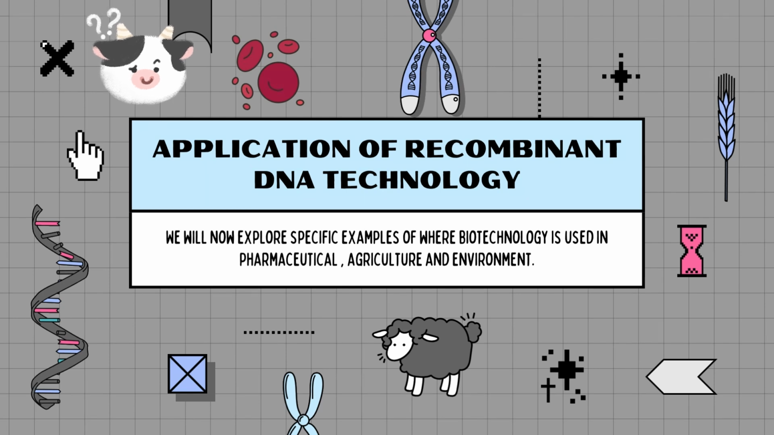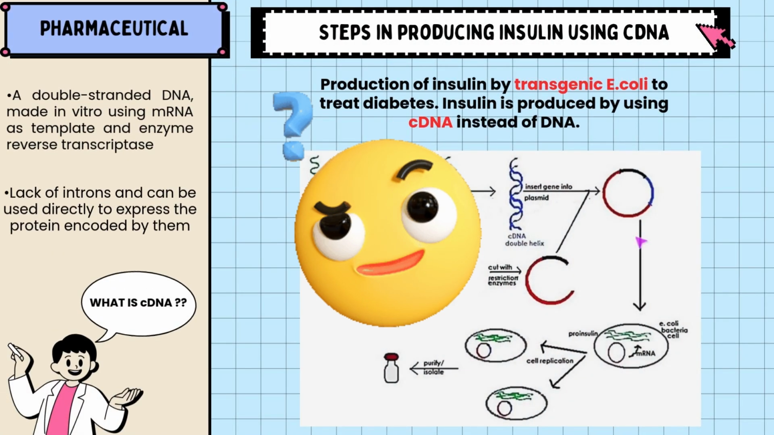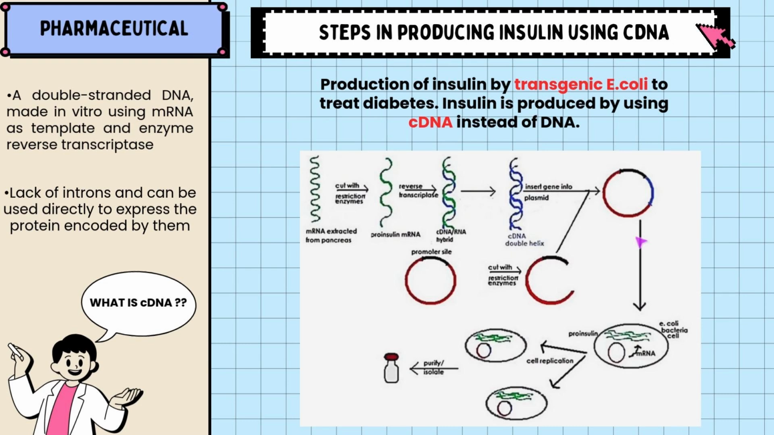We will now explore specific examples of where biotechnology is used in pharmaceutical, agriculture, and the environment. But before that, I will explain about cDNA. What is actually cDNA? cDNA, or complementary DNA, is a DNA that is made in vitro by using mRNA as a template and the enzyme reverse transcriptase. cDNA has no introns and only contains exons. Do you remember what introns and exons are? Intron is a non-coding segment, while exon is a coding segment.